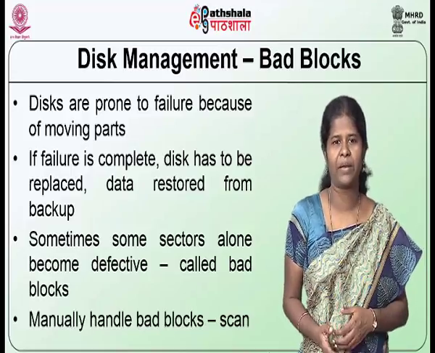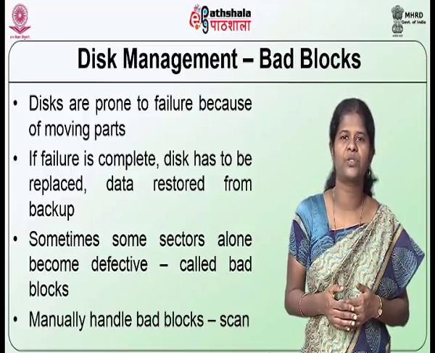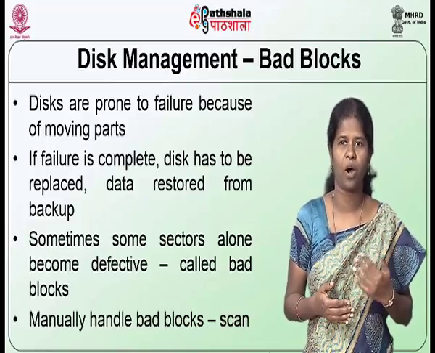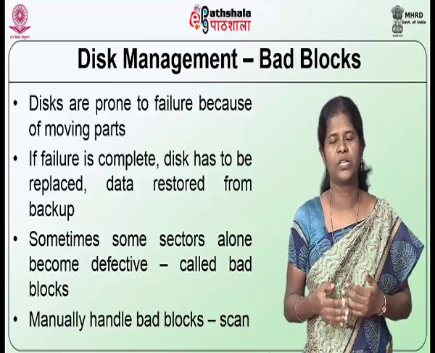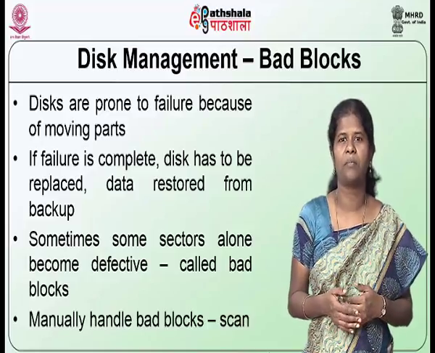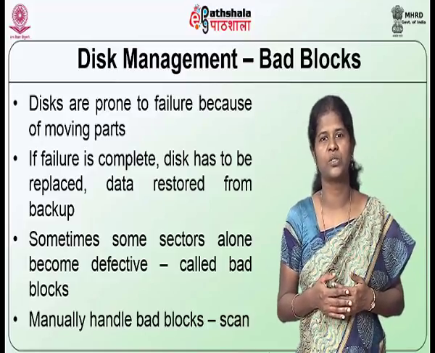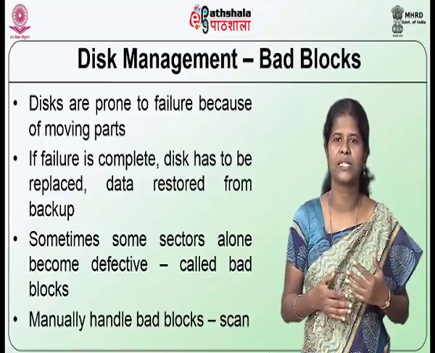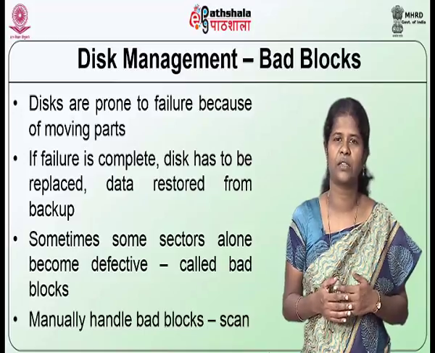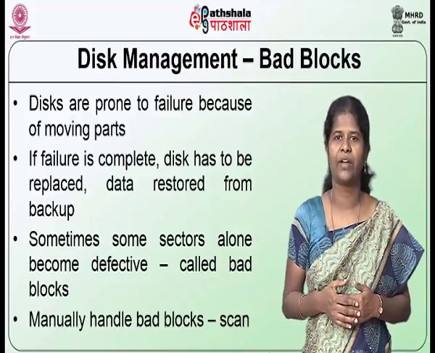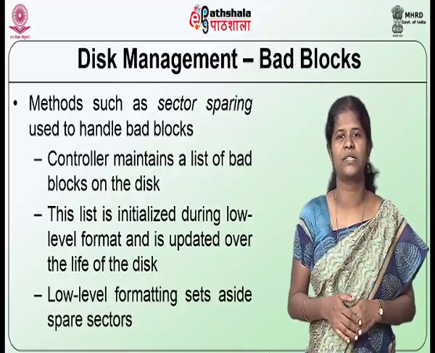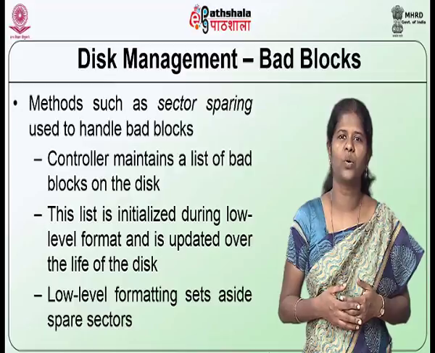So, if you have bad blocks, then manually you will have to handle these bad blocks. So, you need to find out which blocks are bad, and then you need to take necessary actions on that. So, how do you find which blocks are bad? One thing to do is a manual check. You can run a scan on the disk and go through one sector after the other, or one block after the other, and find out whether the sectors or the blocks are bad.